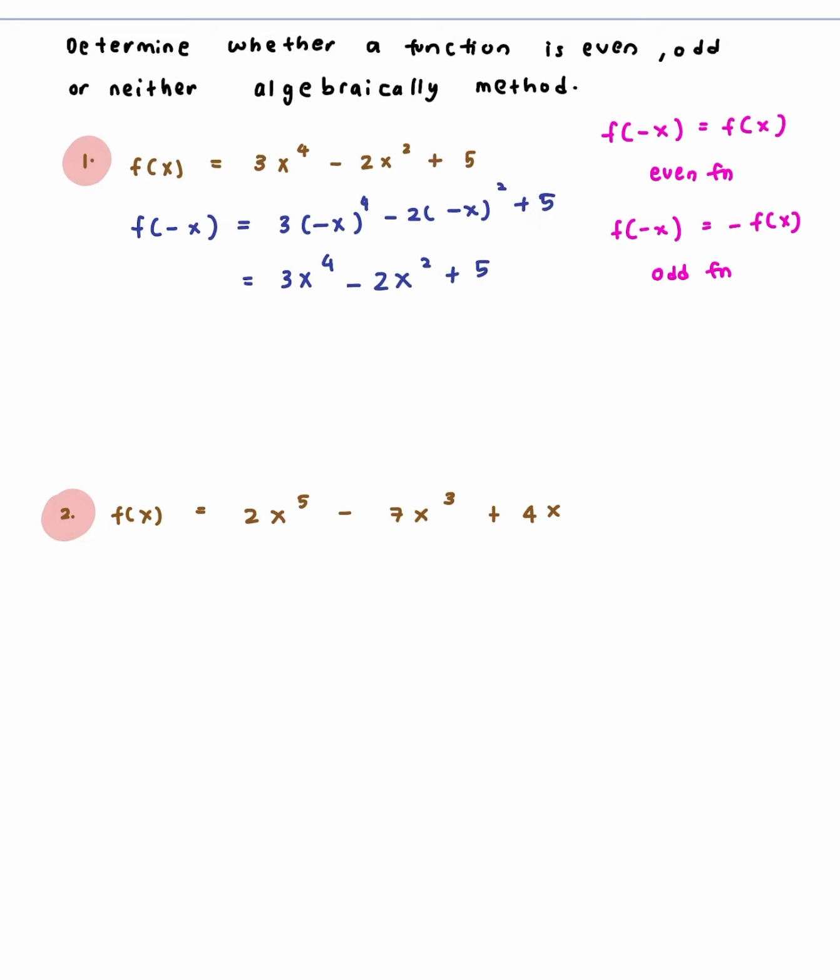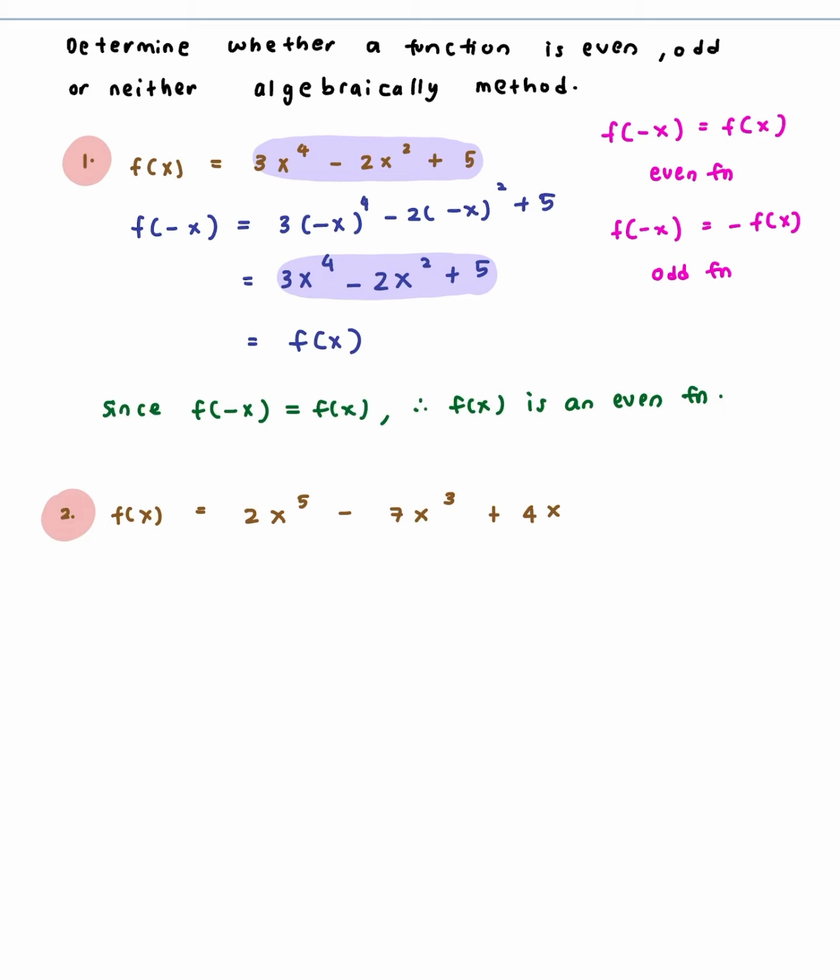If you look at the answer here, it is exactly the same as the question. So you can write that this is equal to f(x), the original question back. What happens if you have f(negative x) equal to f(x)? This is considered an even function. So that is your conclusion. How do you write your conclusion? Since f(negative x) is equal to f(x), the function f is an even function. That's how you conclude your answer.